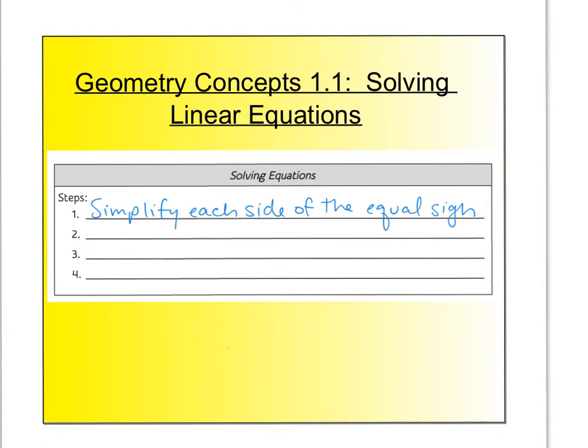Second step. The second step that we want to take is we want to then get all the variables to one side. So you want to get all the letters on the same side of the equal sign. So put all variables or letters on the same side of the equal sign.